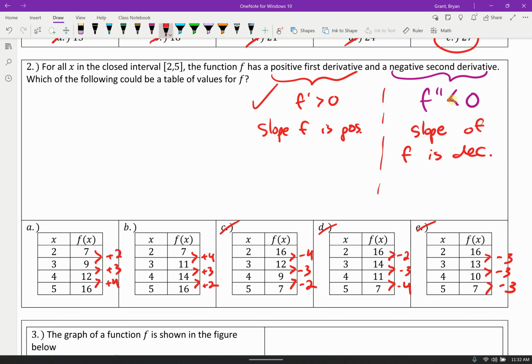However, f double prime being less than 0 means when they took the derivative of f prime, they got negatives. It means f prime is decreasing. So the question we should ask is which slopes are positive but getting smaller? And if you look at that, I think that has to be B, right? Went up by 4, then 3, then 2. We are still going up, but we are going up at a slower rate.